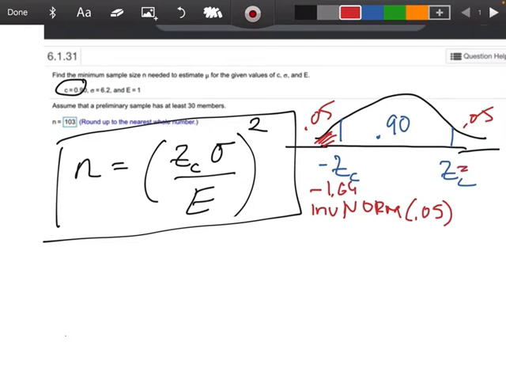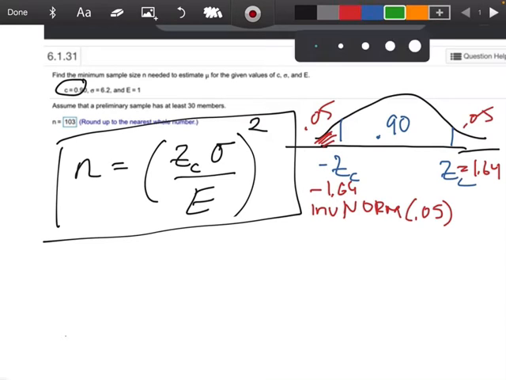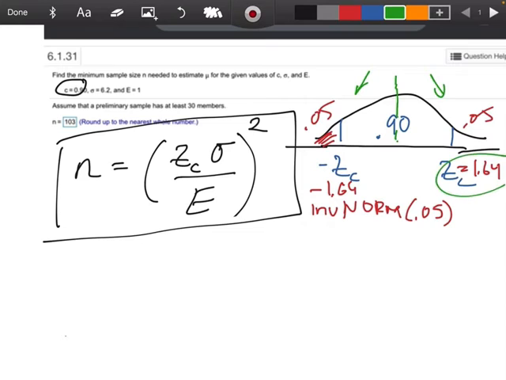So this one here is going to be a positive 1.64, because the graph is symmetric. Remember, what I mean by symmetric is that if you cut it directly in half, this half is the same as that half there. Now we found our z-value, so I'm going to use this formula to finish it off.